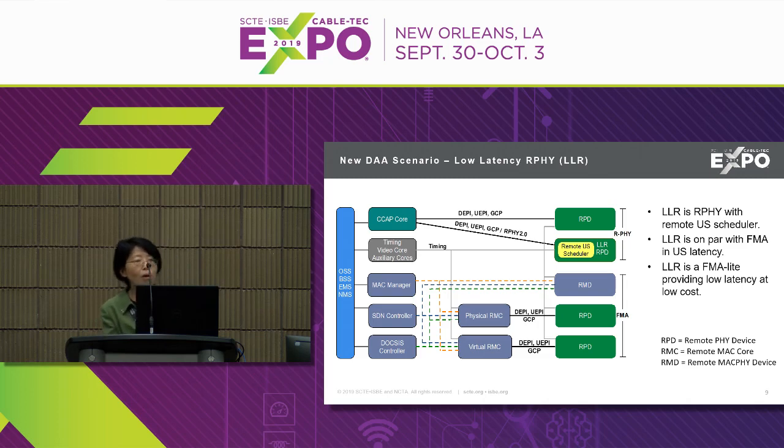And if you look at it from far away, oh, wait a second, that is FMA Lite, right? Because it's equivalent to FMA in terms of upstream scheduling latency, however, at a much lower cost, because I don't need that much CPU to run the entire MAC on the node, only a little bit to run my scheduler, right? So I can retain the existing R-PHY interface in terms of forwarding plane, control plane, and management interface. So that's where I hope to introduce a low latency component to the RPD to support low latency, however, retain R-PHY's low cost and efficiency.